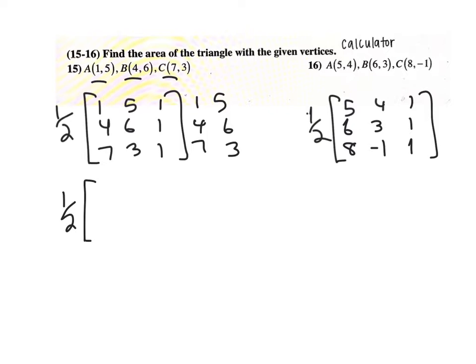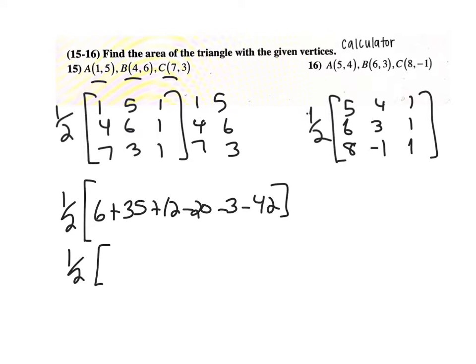And remember, area must be positive also. So I'm going to do my diagonals. 1 times 6 times 1, 5 times 1 times 7, 1 times 4 times 3. Going that way. Now I'm going the other way. 5 times 4 times 1, 1 times 1 times 3, 1 times 6 times 7. And I'm going to add those numbers up. 45, 53, 33, 30. I think it's negative 12 right there. 1/2 of negative 12 is negative 6. But don't forget, you need to take the absolute value of your answer because the area must be positive. So the area is 6.